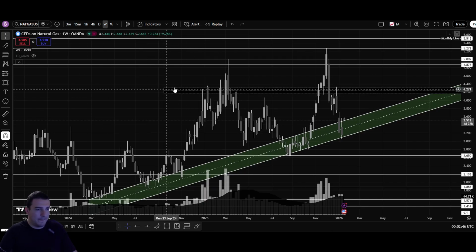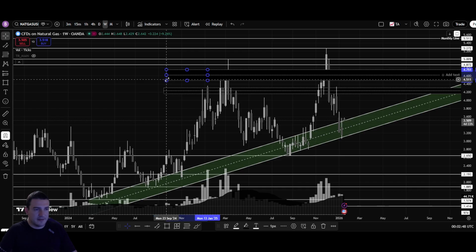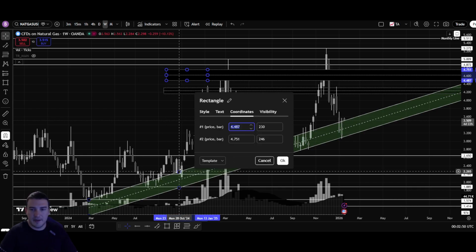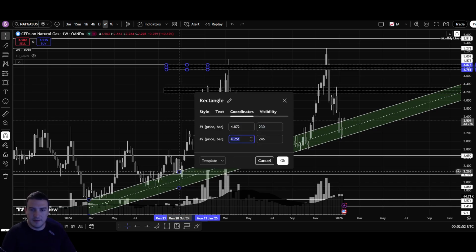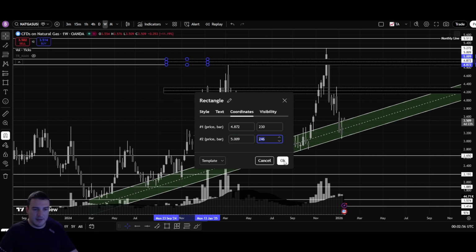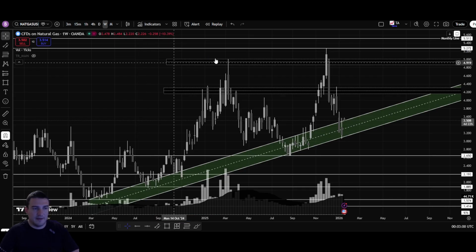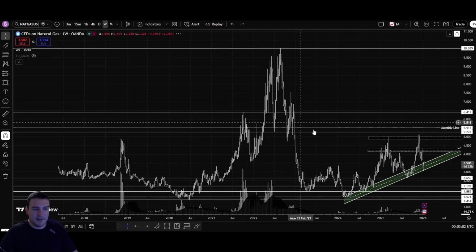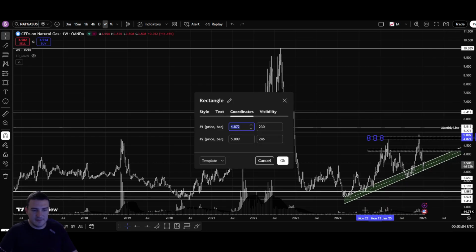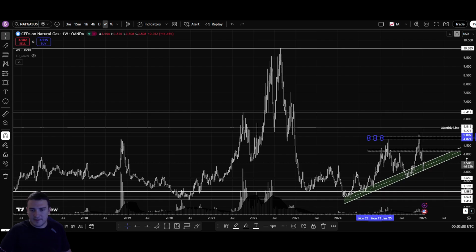So now it is adjusted to that zone. Let's do it again here. These are really close together. And we have 4.872, 5.009. Okay. Delete these lines. And then for backtracking, we can just kind of do one of these. Well, I'll prefer to do it this way.